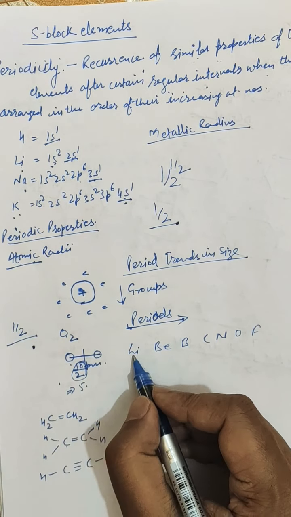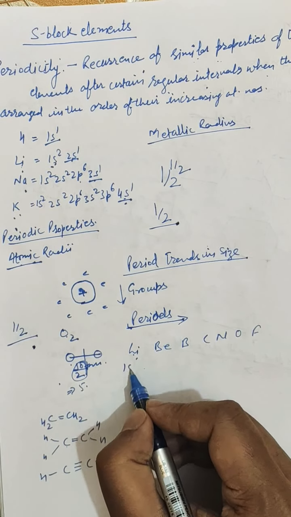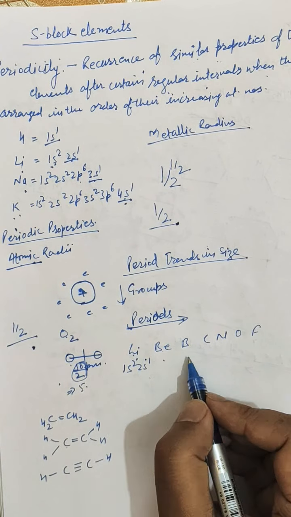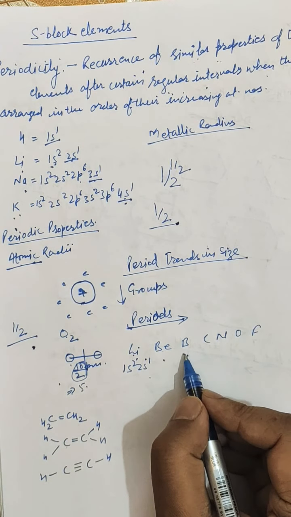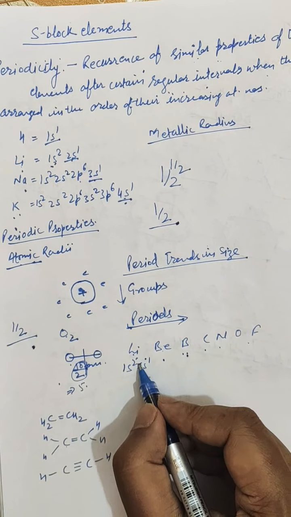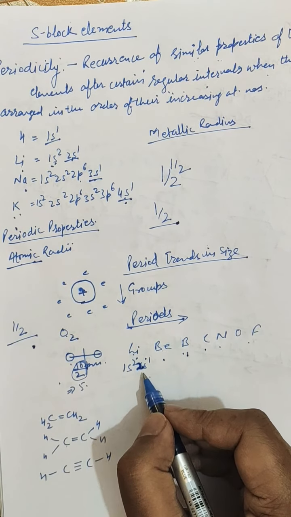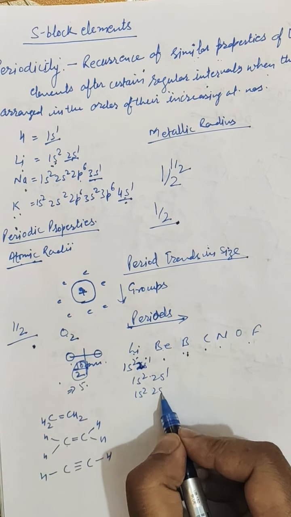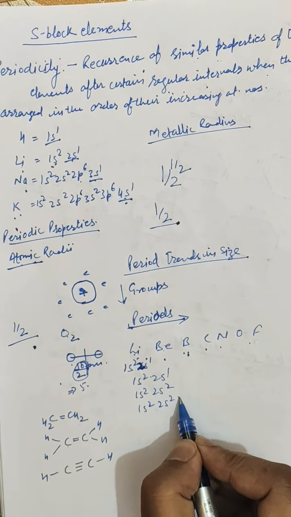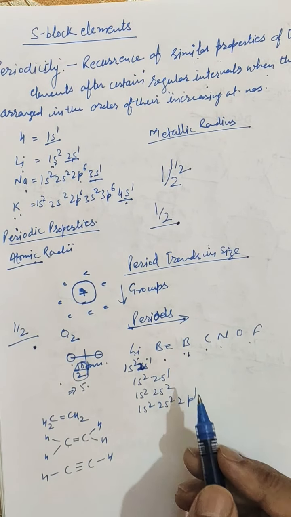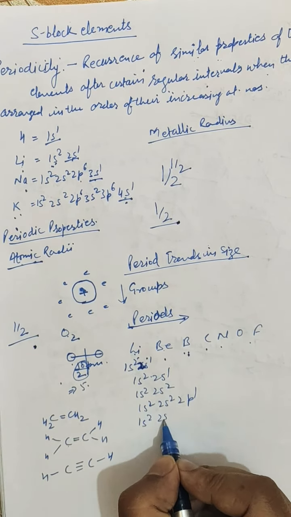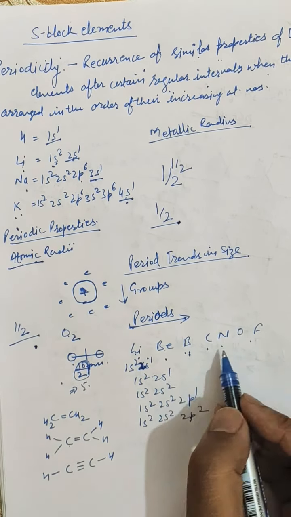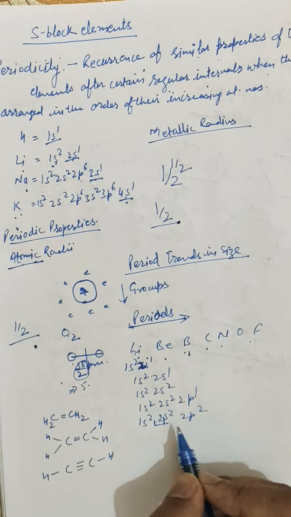The electronic configuration of lithium is 1s2 2s1, beryllium is 1s2 2s2, boron is 1s2 2s2 2p1, carbon is 1s2 2s2 2p2, and so on up to 2p3. So the principal shell number remains the same, that is 2. That is, in a period the principal quantum number remains the same.